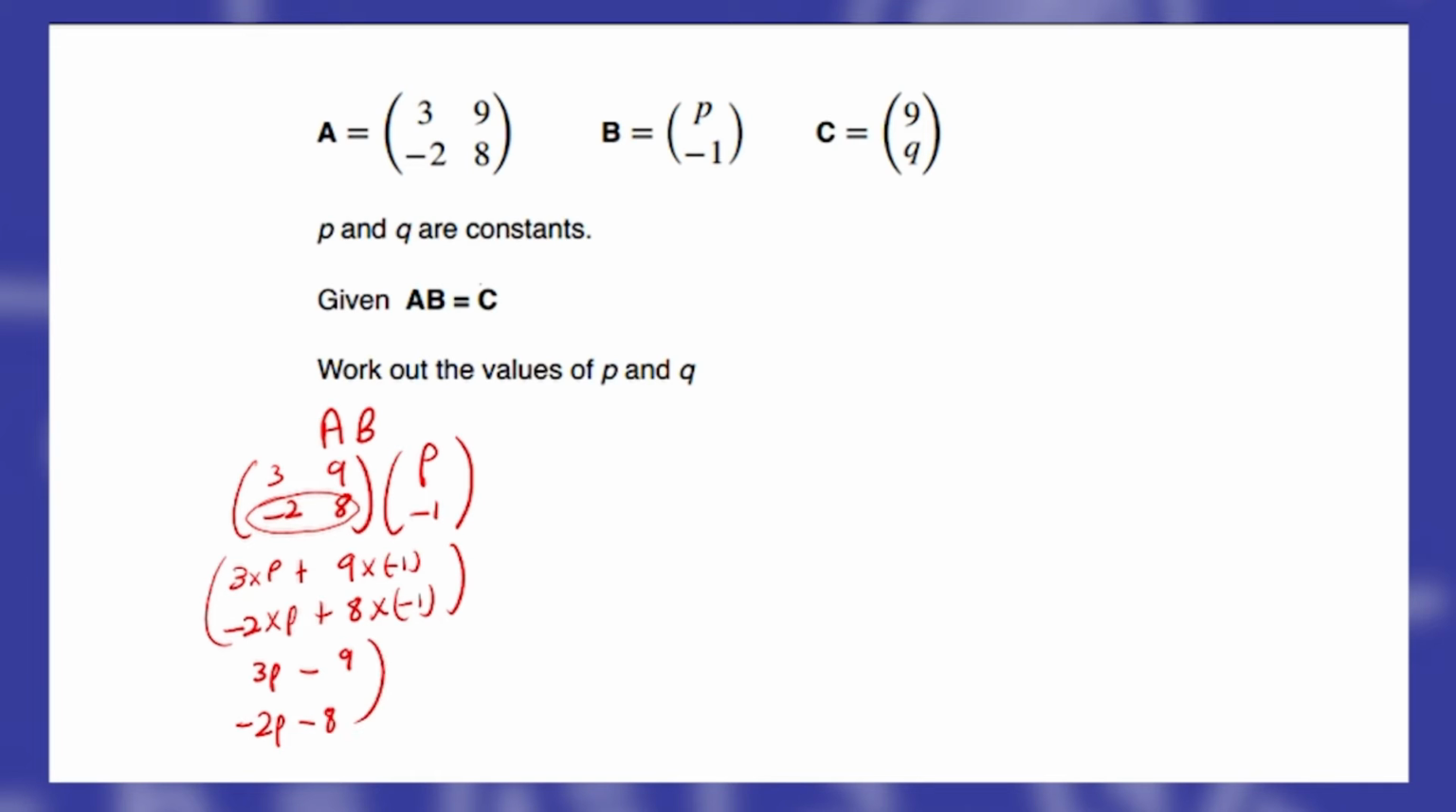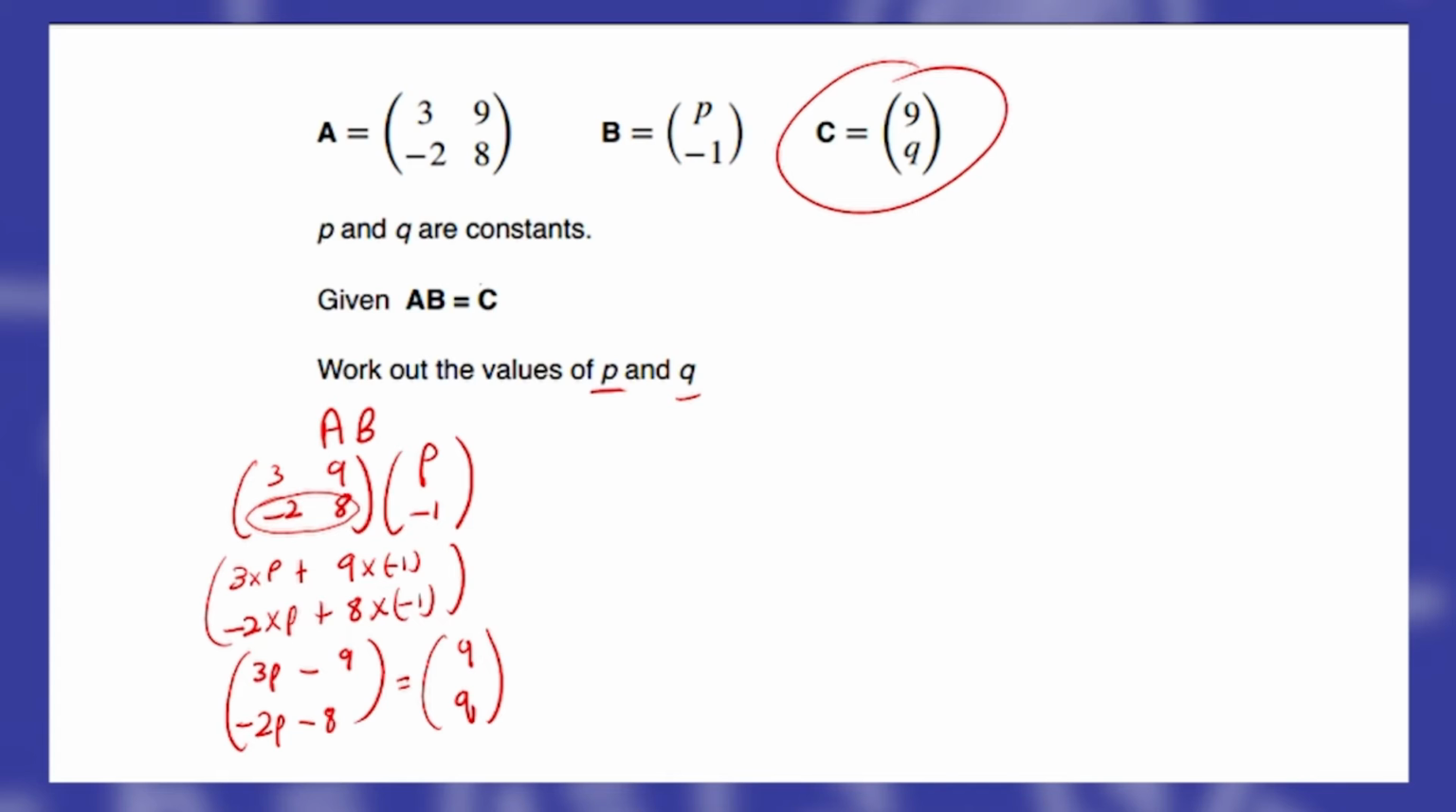So we have this matrix here is equal to the matrix C. So we know AB is equal to this here. So we know C is equal to this here. So C is equal to 9Q. Now they want us to work out the values of P and Q. So all we need to do is equate these two corresponding matrices to each other.